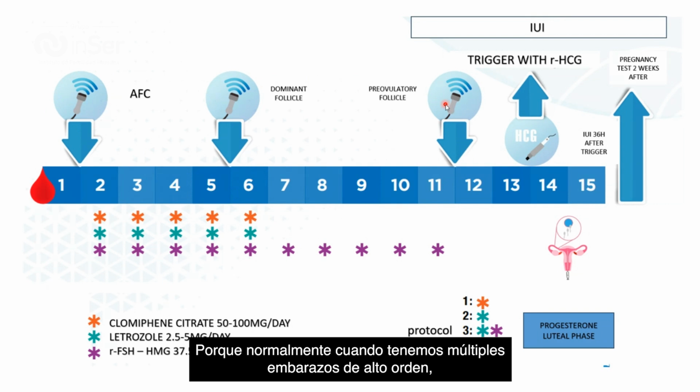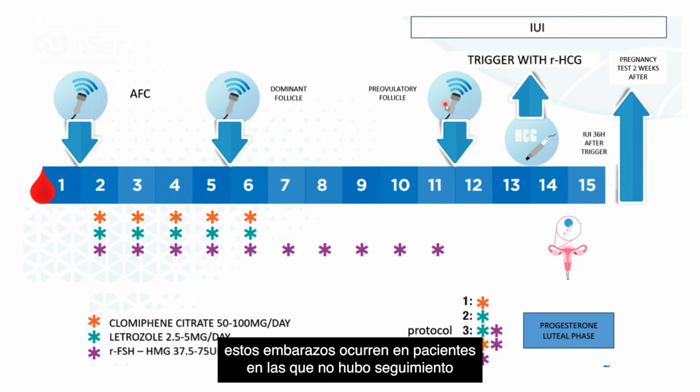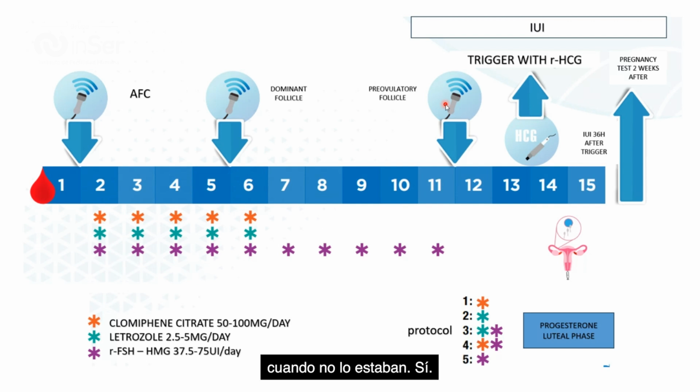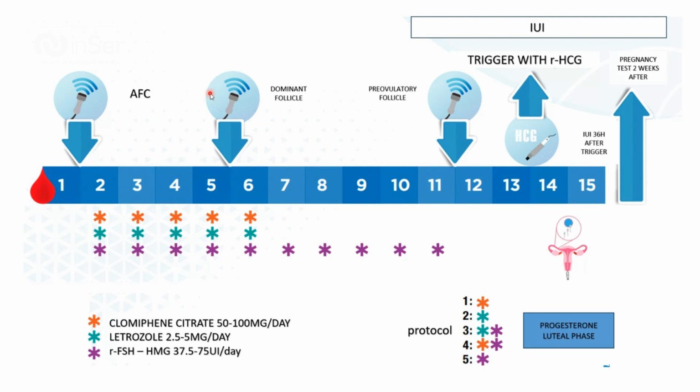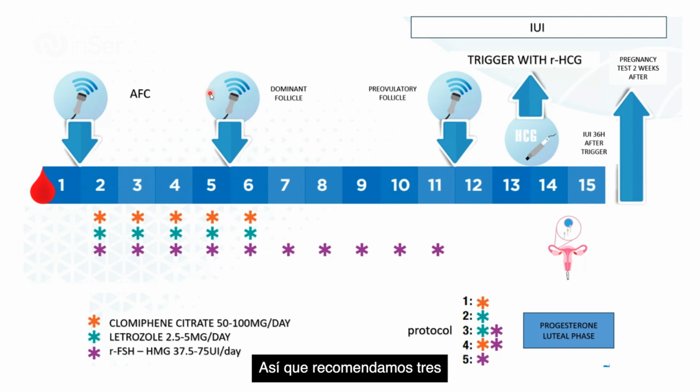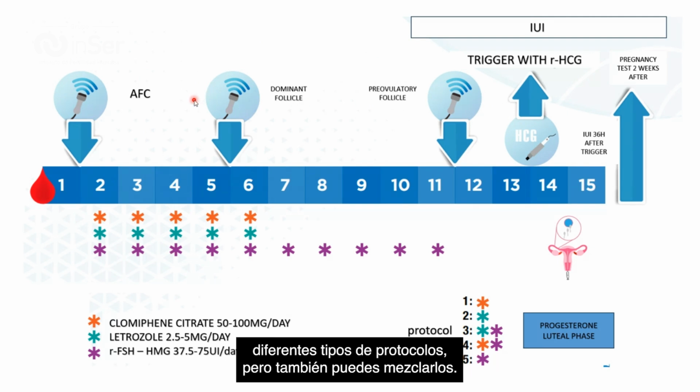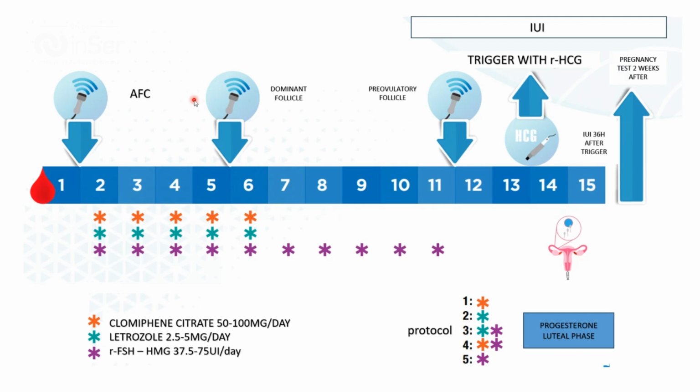Because usually when we have multiple pregnancies of high order, these pregnancies happen in patients who were not followed up with the ultrasound. So we recommend that you do the follow-up with the ultrasound. This is one of the most important tools that you will have in your office to stimulate patients and to do the IUI. So we recommend 3 different types of protocols, but also you can mix them.